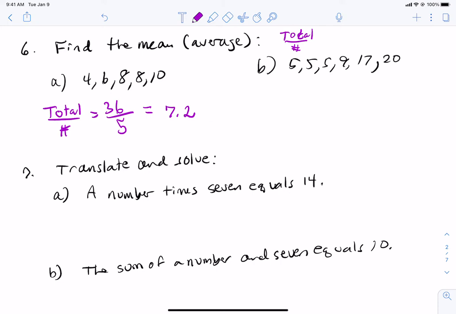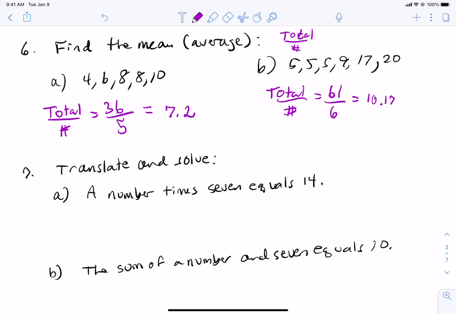Let's do the same thing for B. Just the total divided by however many items are on the list. So if we do 5 plus 5 plus 5 plus 9 plus 17 plus 20, we get 61. There are 1, 2, 3, 4, 5, 6 items on this list. 61 divided by 6 is 10.17, depending on how you round it.